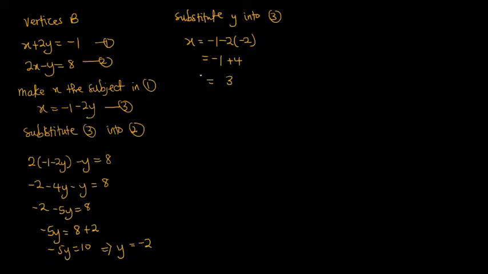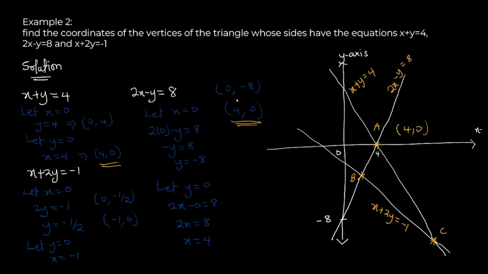So therefore, it means that the vertex B, the coordinates are 3 and negative 2. So it means the point over here is 3 and negative 2. Right, so let's go ahead and find vertex C.